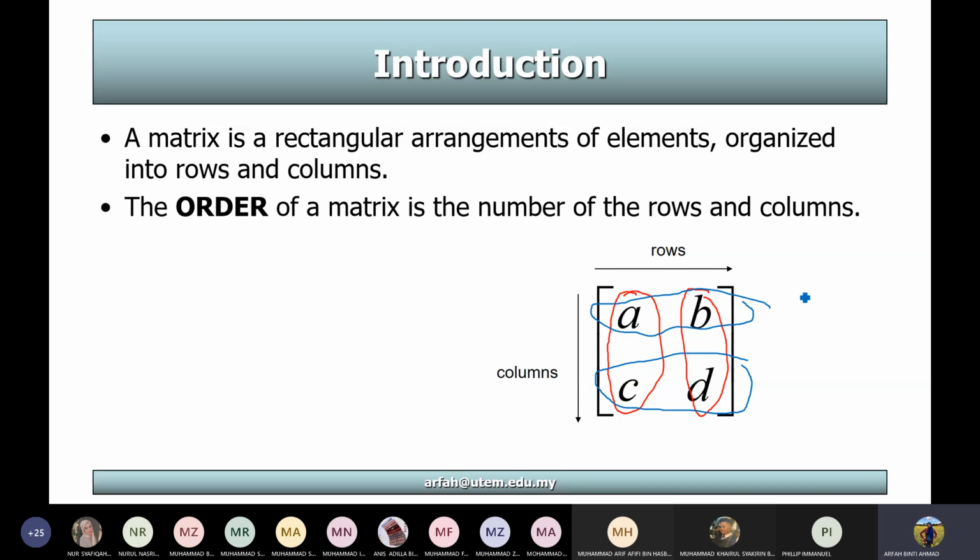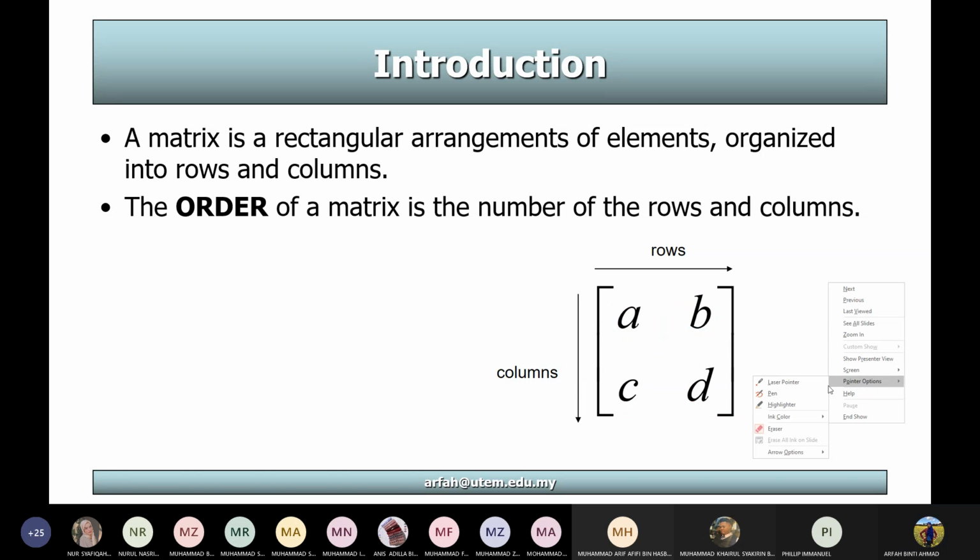Okay. So the order of the matrix is the number of rows and columns. So the order of a matrix is how many rows and how many columns. So in the example I showed, what is the order of the matrix? What will be the order of the matrix for the example of ABCD? 2 times 2. Okay, so order refers to how many rows and columns. So in this example you have 2 rows times 2 columns.